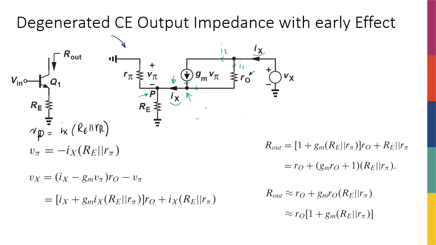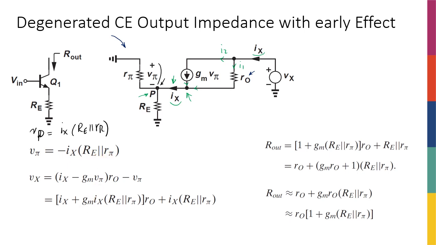Now, let me erase that. Okay, now I noticed that V pi, the way it's defined, is basically the negative of Vp, because Vp is from this point to ground, and V pi is from ground to this point, right? Just note the positive and negative terminals of V pi. So from here, I can say that V pi is just negative Vp, so it's going to be negative Ix times Re in parallel with R pi.